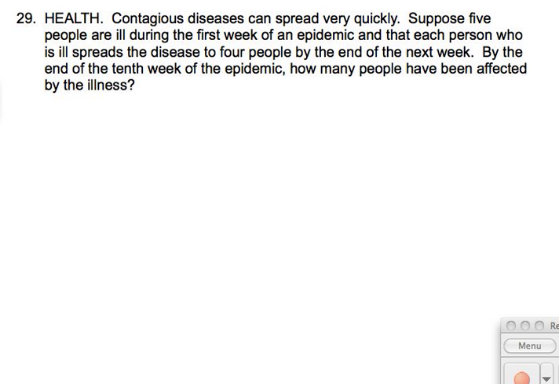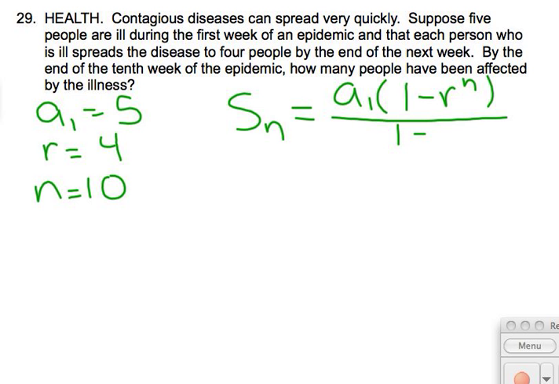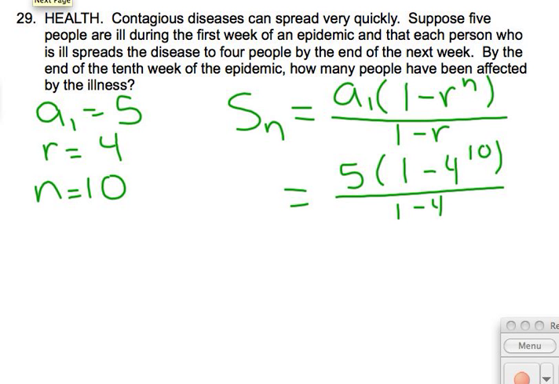So when we're looking at what we're given, again, a sub 1 is my starting value, 5 people. Those 5 people each make 4 people sick, so r is equal to 4. And n is the 10 weeks that they're asking about. So again, looking for my sum, S sub n is equal to a sub 1 times the quantity 1 minus r to the n, all over 1 minus r. Term 1 is a 5. I'm taking 1 minus 4 to the 10th, all over 1 minus 4.